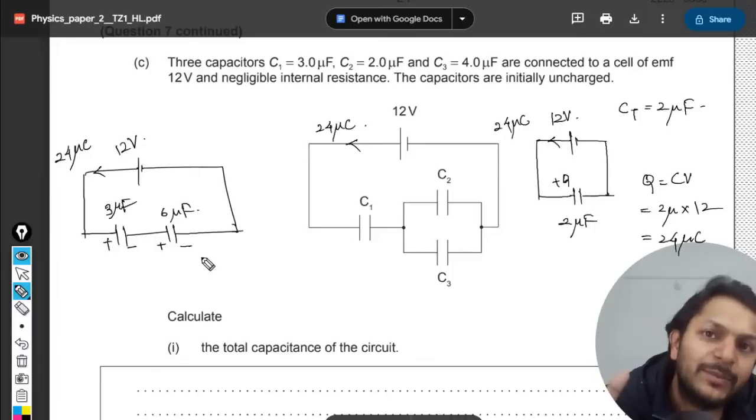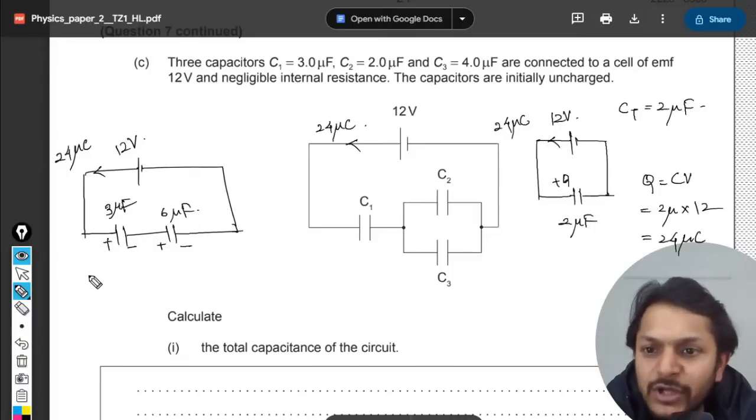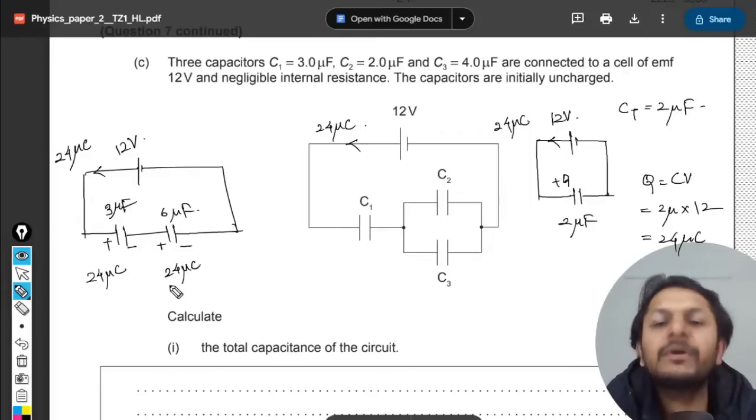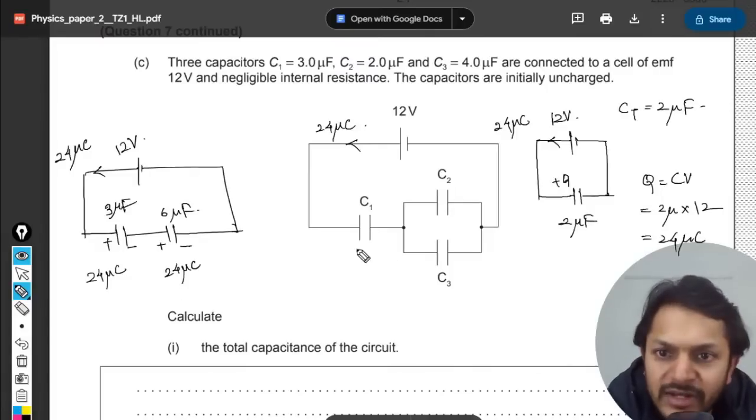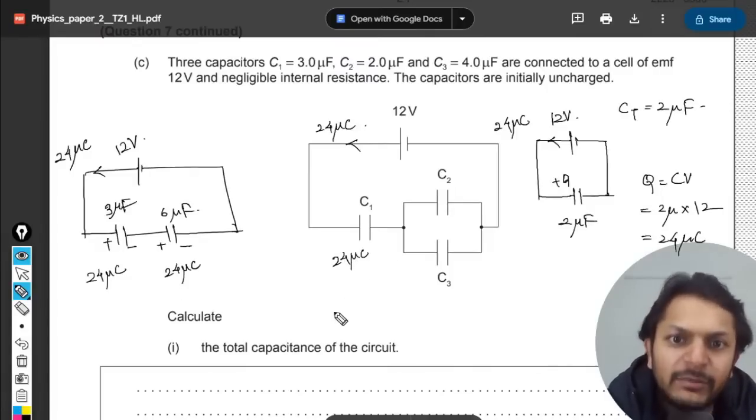Because they all are metallic plates, so the induction is exactly the same. So this is also 24 microcoulomb. This is also 24 microcoulomb. Okay, so point number one is done, that this is definitely 24 microcoulomb.